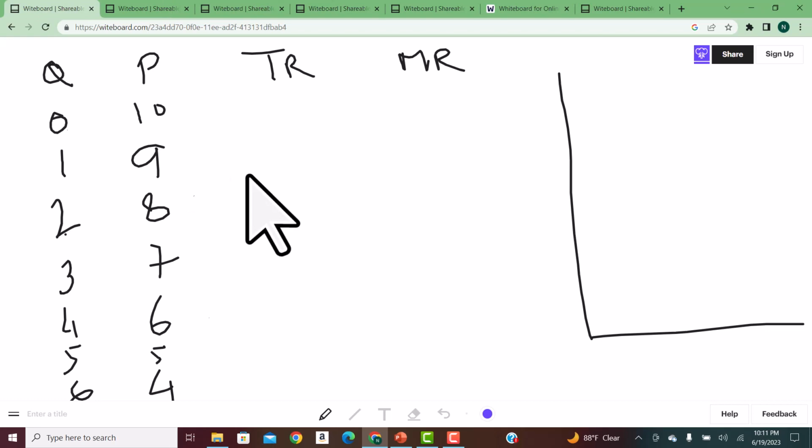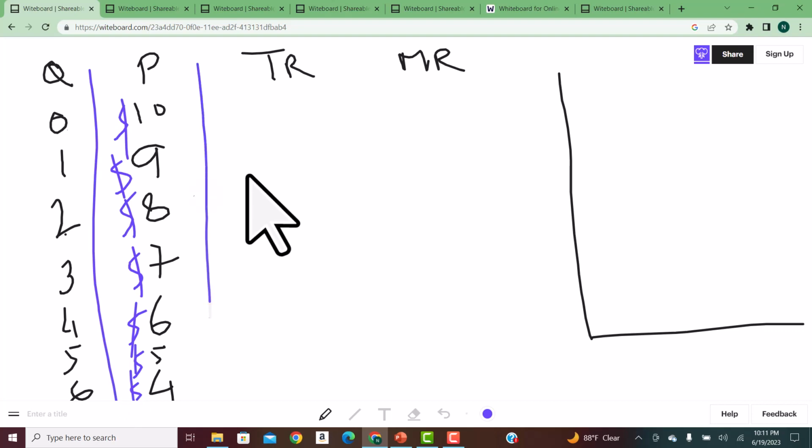We are given the quantity sold and the price. If you see, when the price is $10, nobody is going to buy the good. When the price falls down to $9, one person will buy it. When the price falls down to $8, two will buy it. When the price goes down to $7, three people will buy it, and so on and so forth. Okay, so that's the table. This is given to us, the price and the quantity sold.